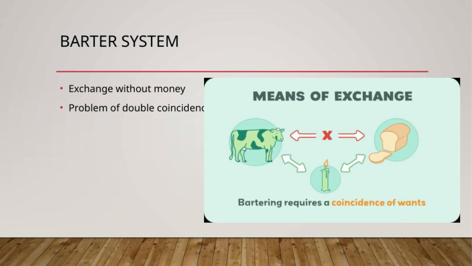Today, we're going to explore the idea of exchange without money, which is a fascinating concept rooted in history. One of the main challenges with this form of exchange is what we call the double coincidence problem. Essentially, for two people to trade directly, both must want what the other has to offer at the same time. This often made exchanges complicated and limited.